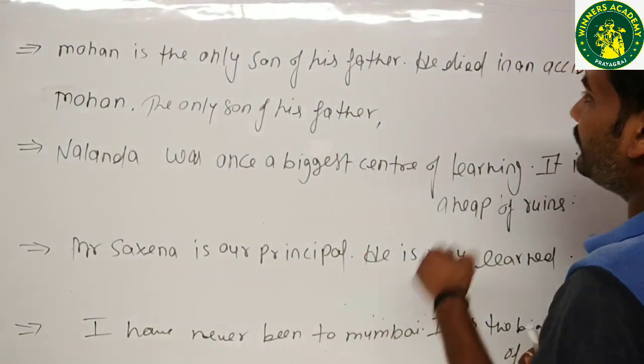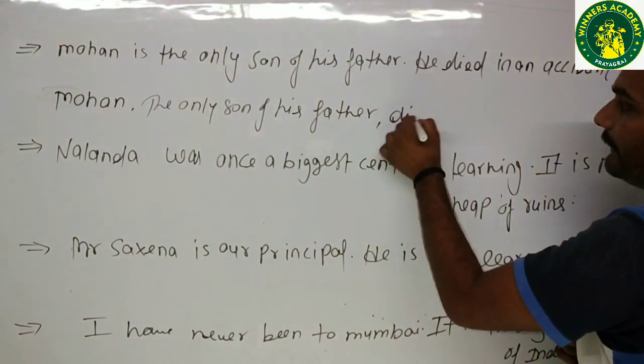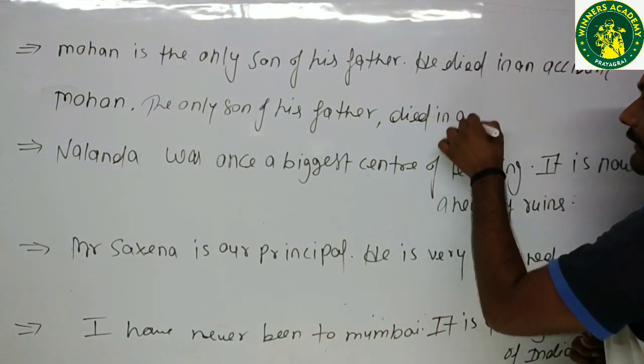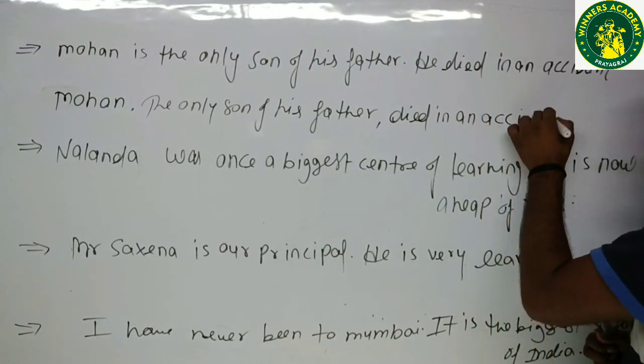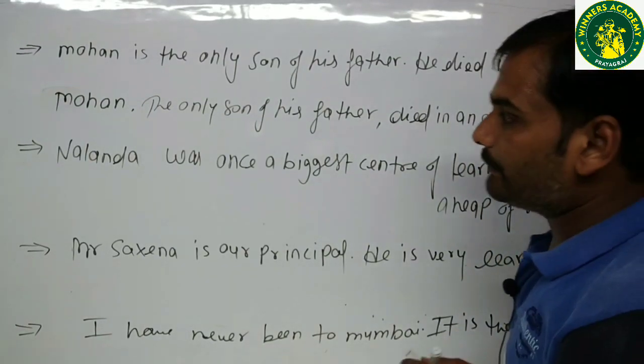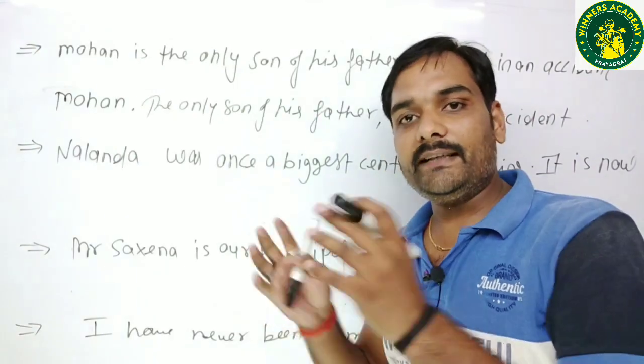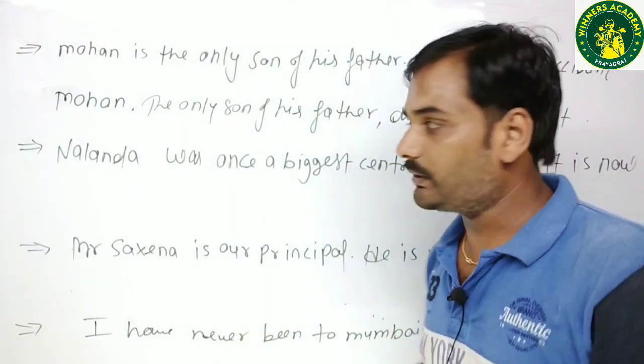Now we need to place one more comma. So what happened is died in an accident. Died in an accident. This is how you have to construct the sentence so that two commas are also placed. It is well explained too, and everything becomes balanced as well.